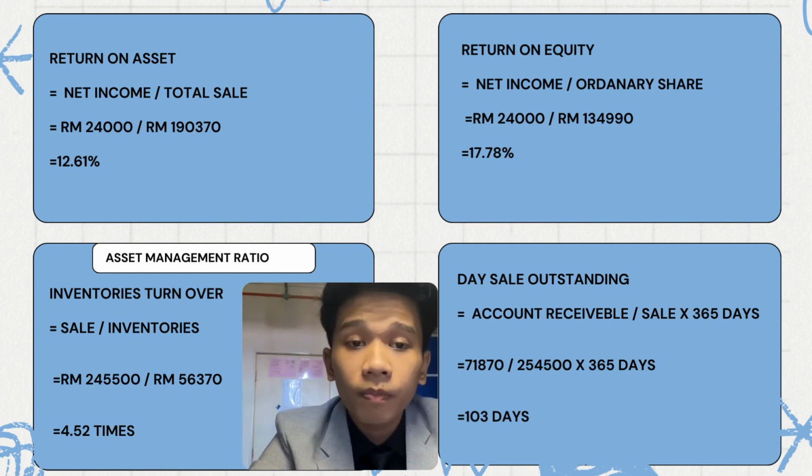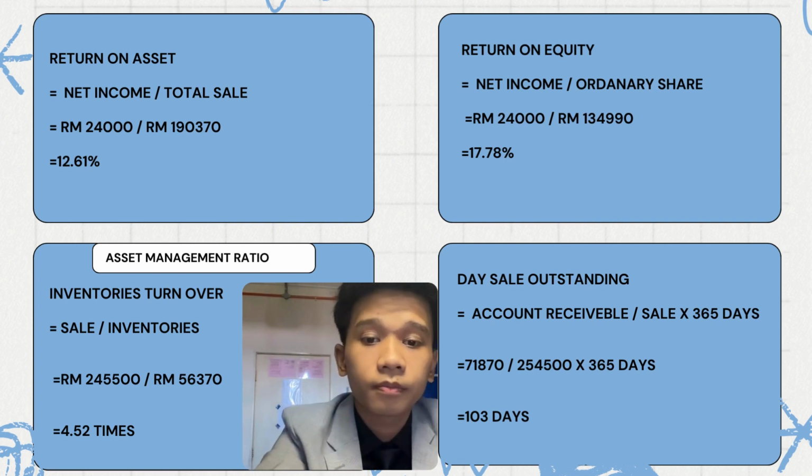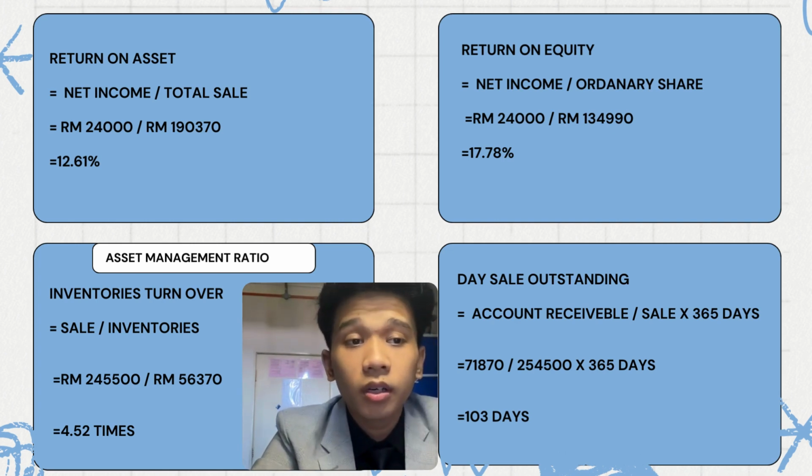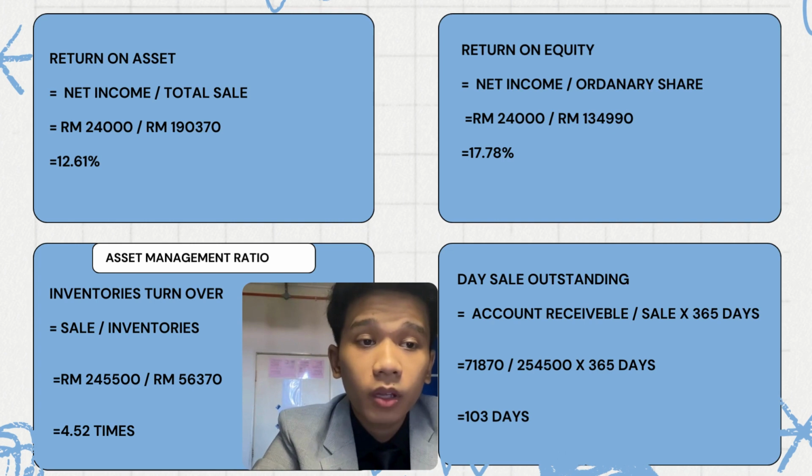So RM245,500 divided by RM56,370. We got the answer of 4.52 times. Next, days sales outstanding. The formula is accounts receivable divided by sales, times 365 days.